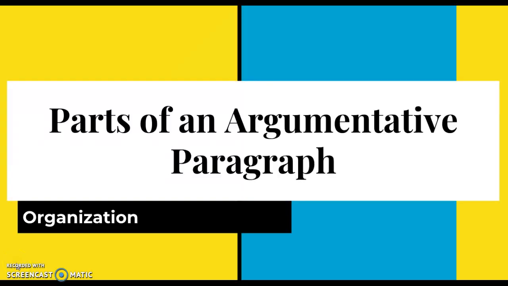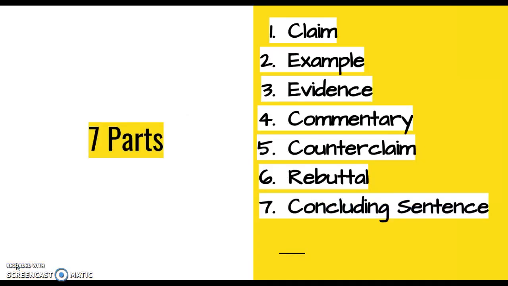When you write an argumentative paragraph, there are 7 parts that you need to include, so we're going to look at how to organize those. You have claim, example, evidence, commentary, counterclaim, rebuttal, and a concluding sentence. So we're just going to go step by step.